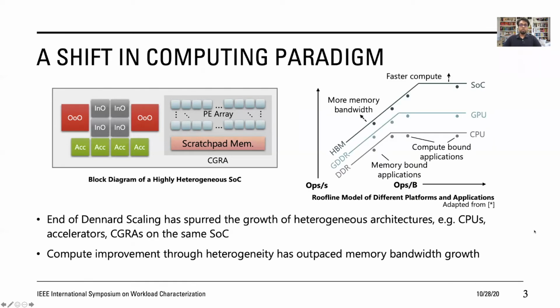Further, the rise in heterogeneity has been accompanied by improvements in compute that have outpaced the growth of memory bandwidth. This has naturally led to more applications becoming more and more memory bounded as technology has progressed, as we can see in the figure.